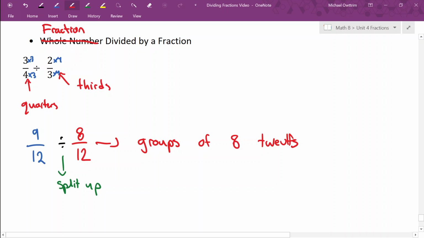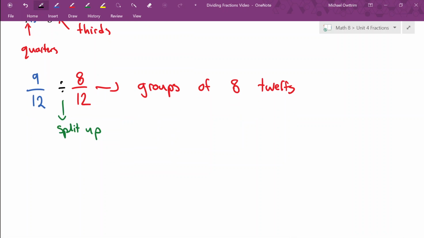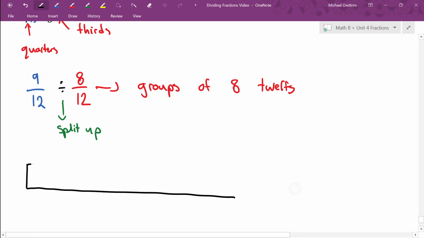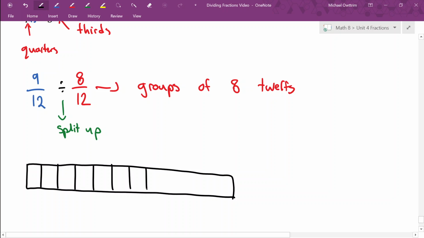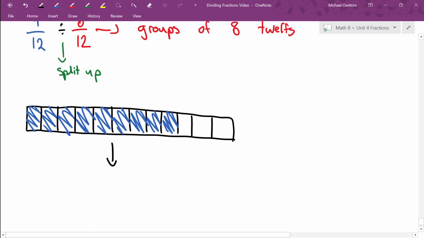Is that a V in there? I don't know. 12ths. I don't think there is. Probably wrong now that I've done that. That's okay. So we're going to go ahead and draw out a 9/12 section. We need 12 equal parts in this. There you go, there's 12 equal parts in that whole. I have 9 of them. 2, 3, 4, 5, 6, 7, 8. 9 of those sections exist, and I want to split those up into groups of 8 twelfths at a time.